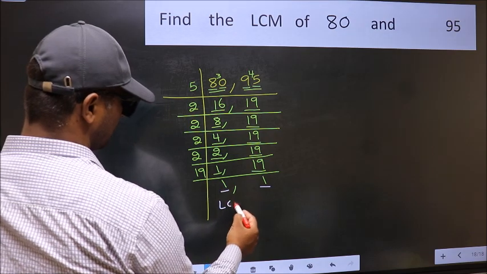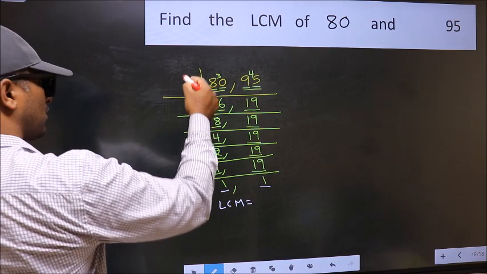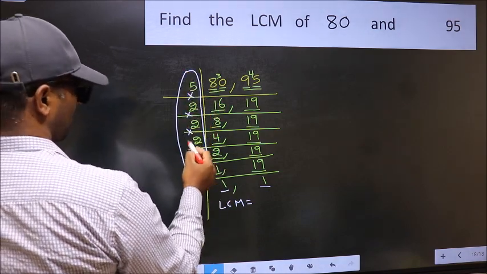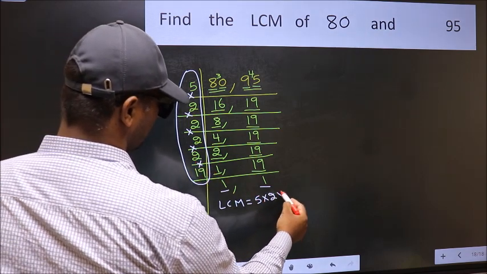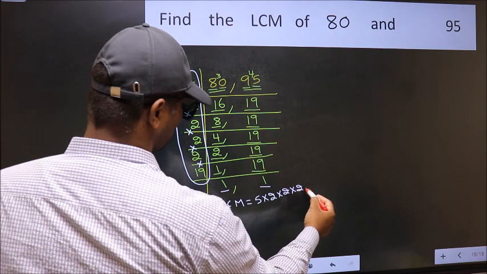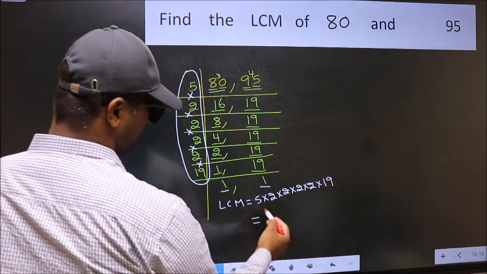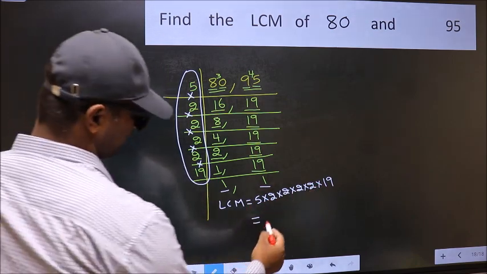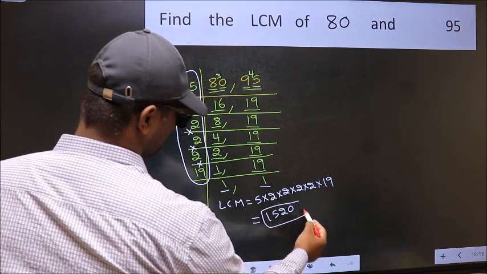So our LCM is the product of these numbers. That is 5 into 2 into 2 into 2 into 2 into 19. When we multiply these numbers, we get 1520 as our LCM.